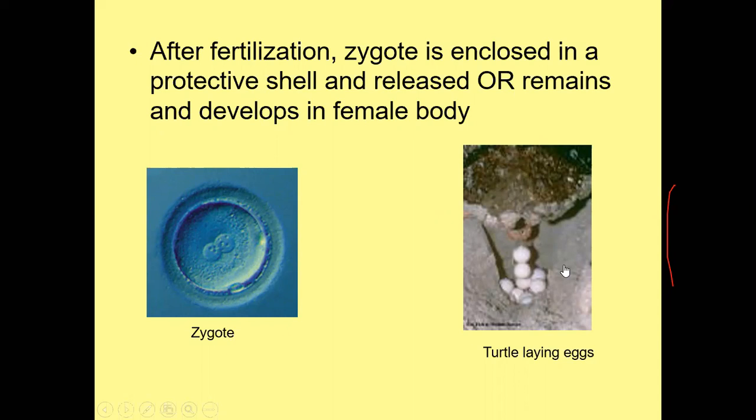So here a turtle is laying eggs. After the turtle lays the eggs, at that place, depending on the temperature, they may get fertilized, and that leads to the production of a new turtle. Okay, so within the body or outside the body, this is the fertilization process after the fusion of the male and female gametes, meaning eggs and sperms.